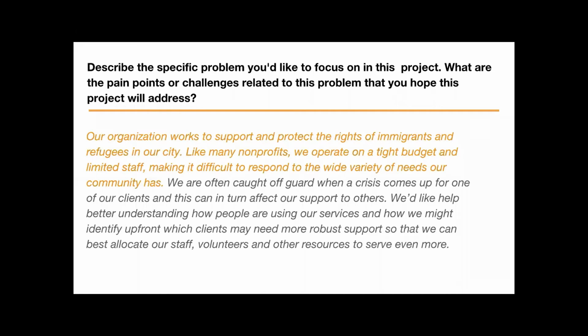So in this first section, we set up what the organization does, and we also lay the groundwork for what they're trying to solve. So here we say our organization works to support and protect the rights of immigrants and refugees in our city. And like many nonprofits, we operate on a tight budget with limited staff. And that makes it difficult to respond to the wide variety of needs our community has. So already we've set up a truthful assessment of what challenges this organization faces.